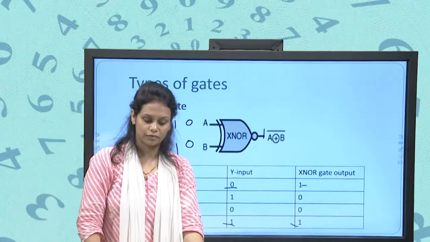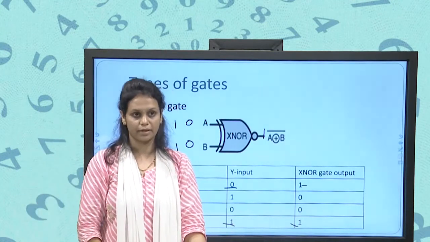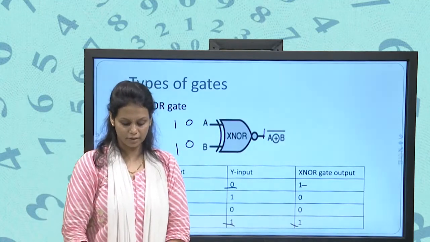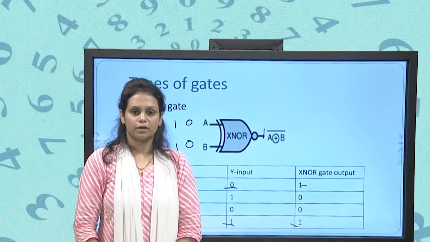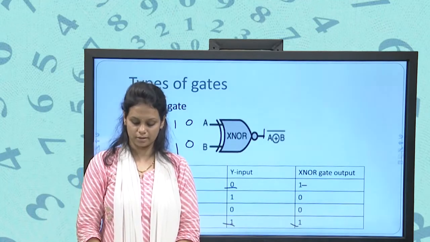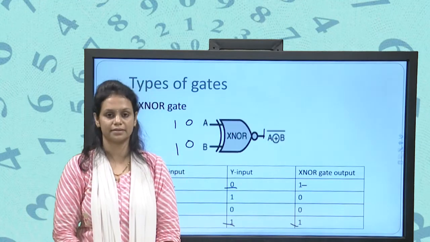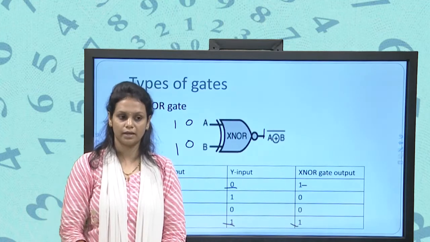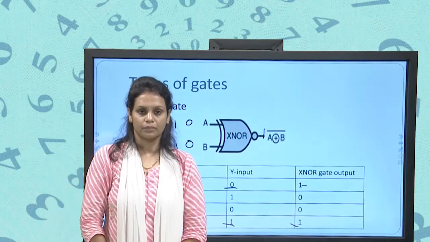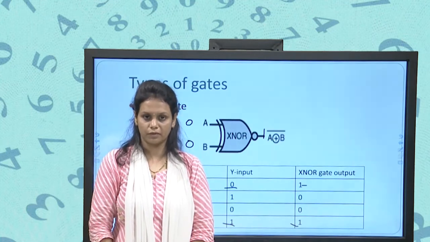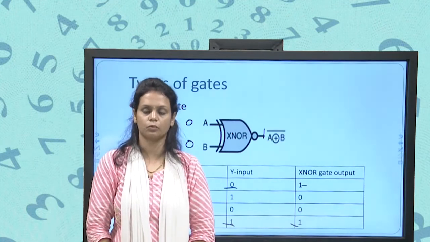I am repeating the lecture. In today's lecture we have seen the different types of gates. First we started with the OR gate. What is in the OR gate? If at least one input is 1, then the output is 1, otherwise the output is 0. Then we saw the next gate, the AND gate. What is in the AND gate? If both inputs are 1, then only the output is 1, otherwise in all cases the output is 0.